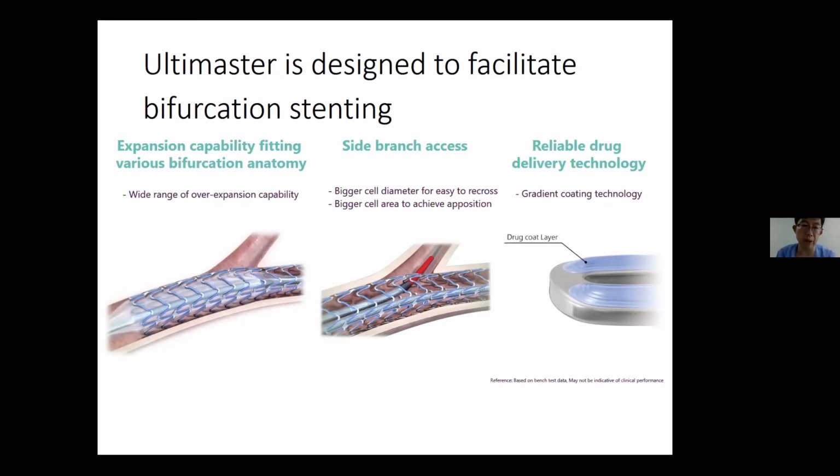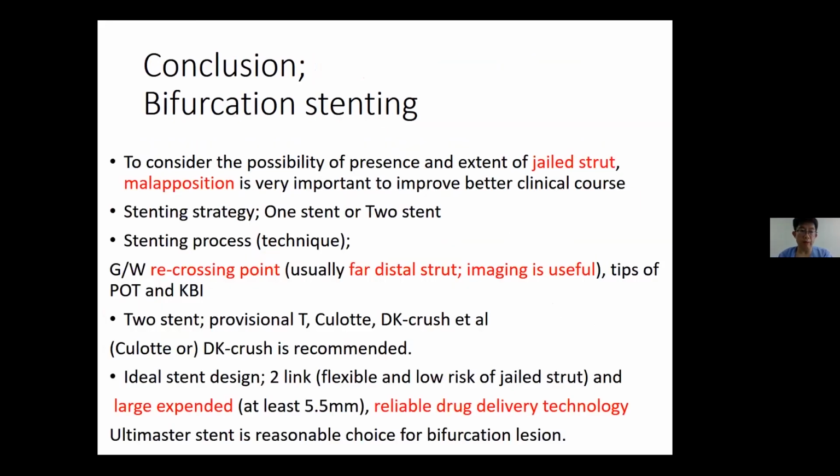accepted in the Ultimaster. So in conclusion, in bifurcation stenting, considering the presence and extent of jailed strut malposition is very important to improve a better clinical course. The stent strategy is one stent or two stents. Here, the stent procedure technique is very important before stenting. The guide wire recross point, usually distal imaging, is useful. Tips of a POT or KBI, I explained.